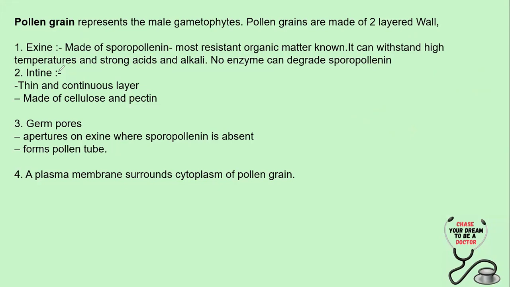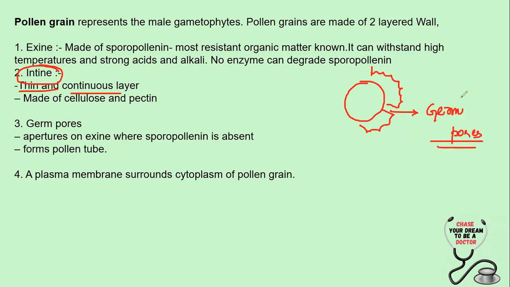Whereas the inner layer, that is the intine, is a very thin and continuous layer, whereas the exine is irregular and non-continuous. In between you'll find small spaces, which you will call the germ pore. So sometimes a question can come: germ pores happen on the surface of intine.